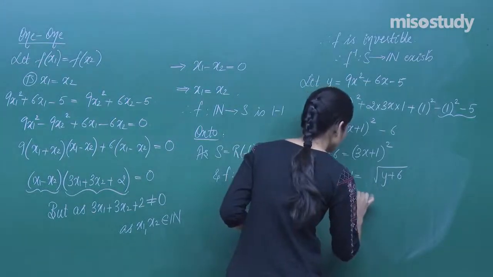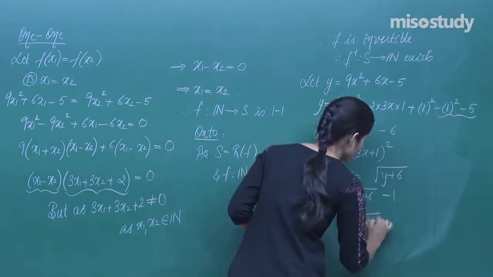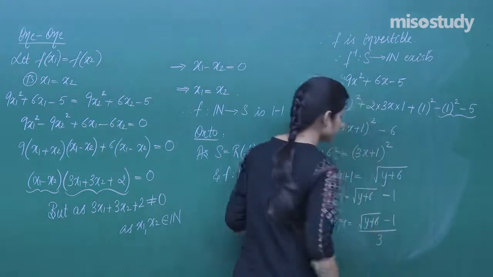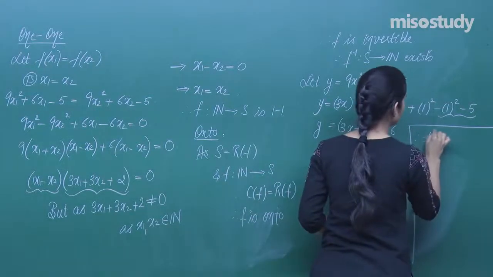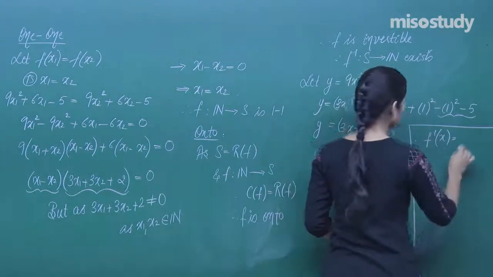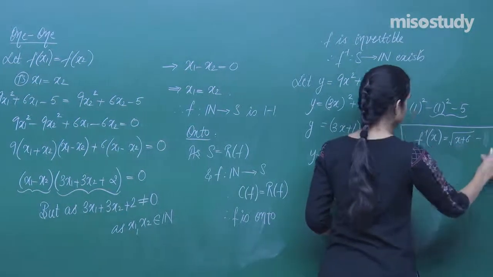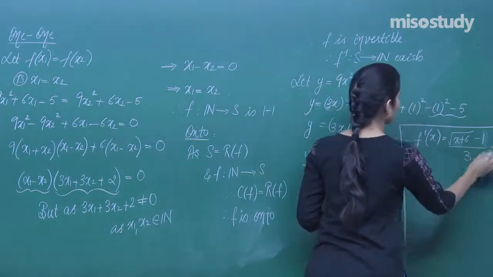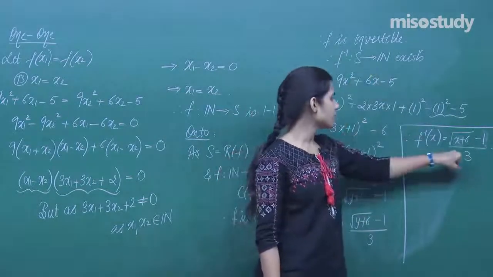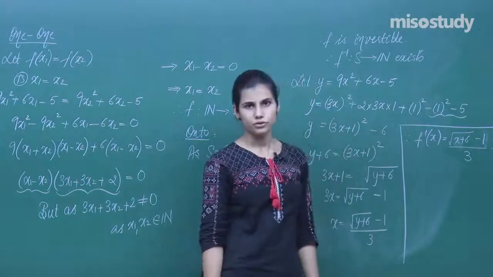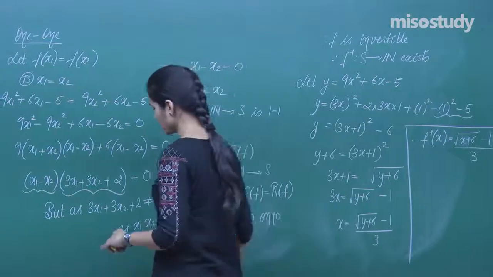This implies 3x is equal to root over y plus 6 minus 1, and x is equal to (root over y plus 6 minus 1) whole upon 3. And what do you write next? Therefore, f inverse of x is equal to (under root x plus 6 minus 1) whole upon 3. That is your definition of inverse, that f inverse of x, where x is coming from S, is equal to (under root x plus 6 minus 1) whole upon 3. Is it clear? And that is your computation of the inverse of f.